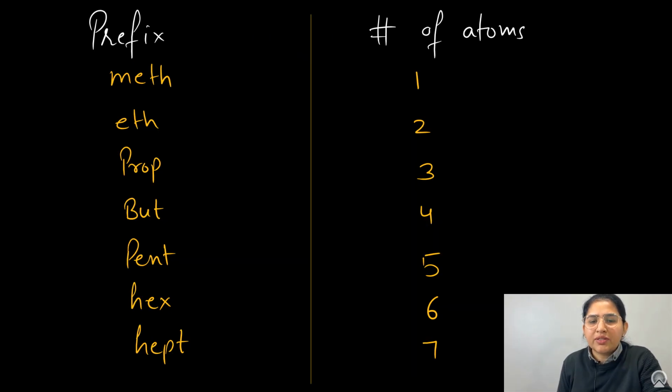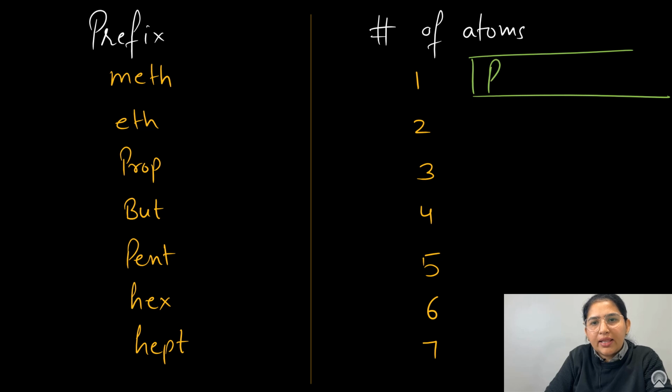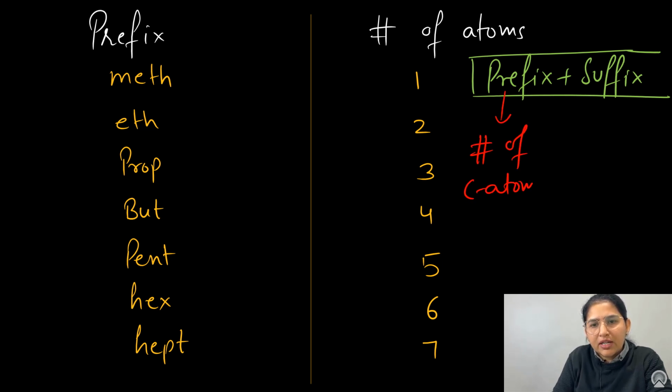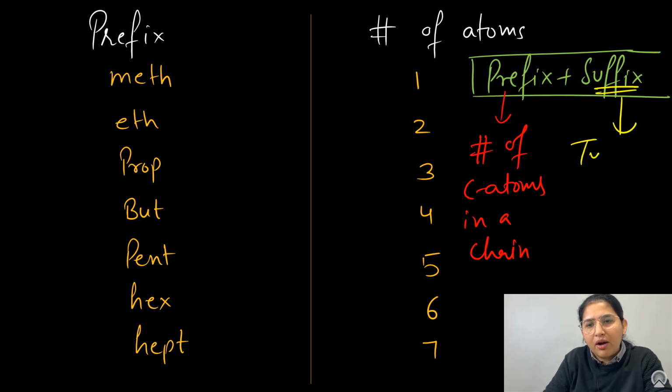Okay, let's discuss how to write the name of any organic compound. We know we have a general formula, that is prefix plus suffix. Now what is the prefix here? We know the prefix represents the number of carbon atoms in a chain. And what about the suffix then? The suffix represents the type of covalent bond the carbons have in a chain.